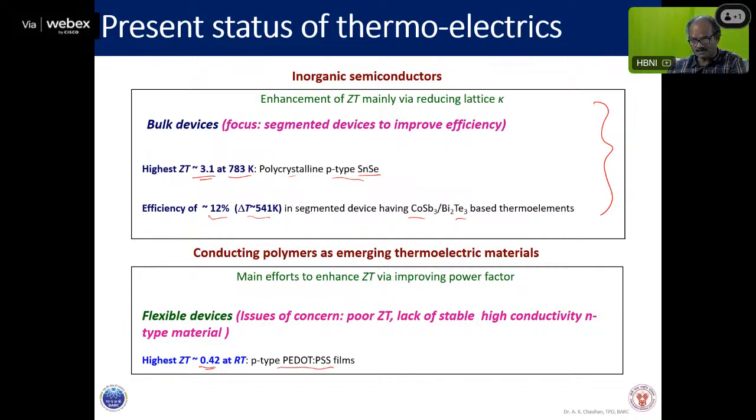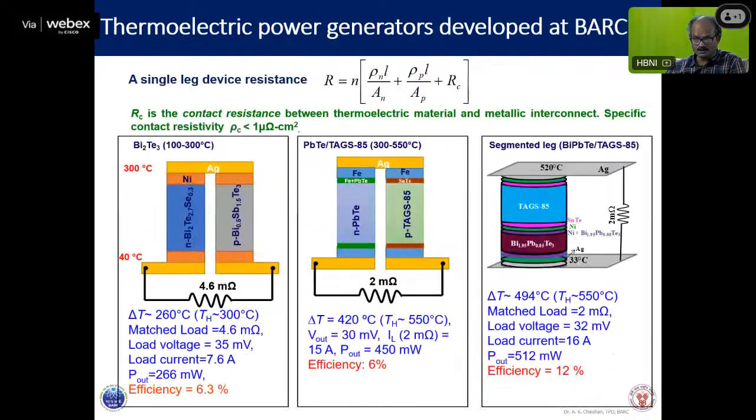It is the same PEDOT:PSS material which is used in solar cells also as a hole transporting material. So it's a kind of wonder material which is useful everywhere. In my colleague's lab at BARC, thermoelectric work is going on, where we have developed several thermoelectric materials in different temperature ranges. One is a low temperature range, one is a mid temperature range, and one is a higher temperature range, or you can say segmented.